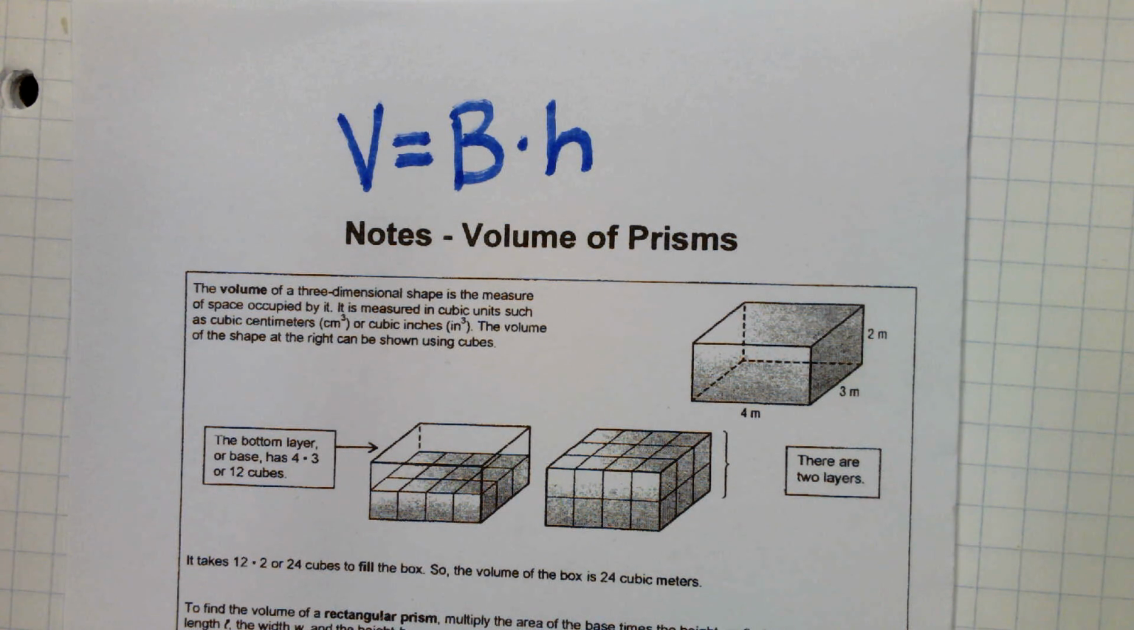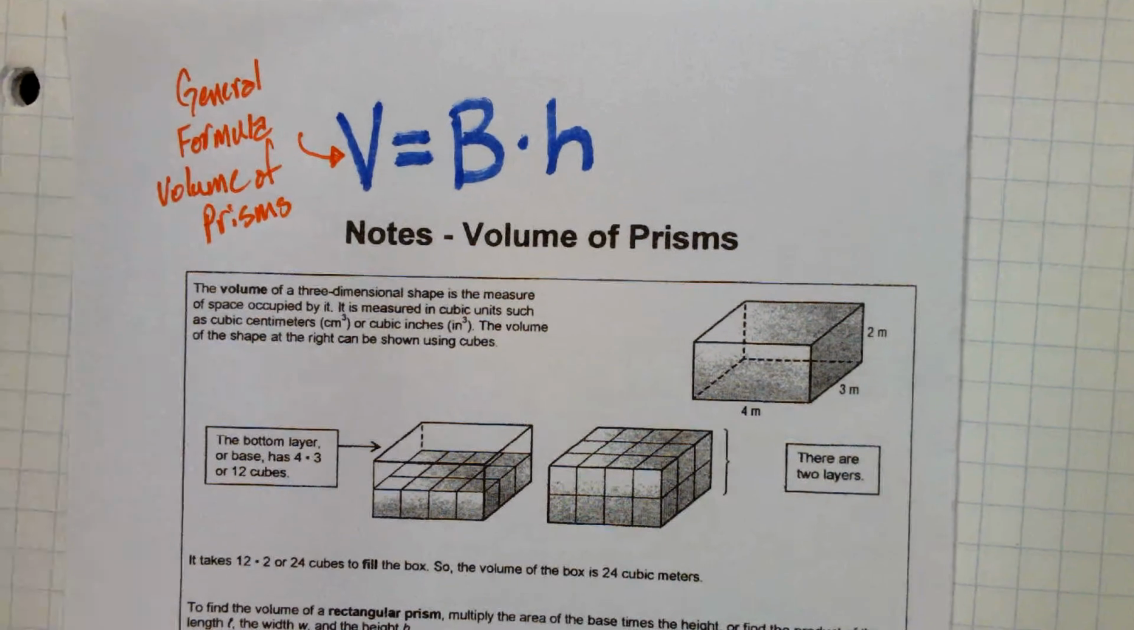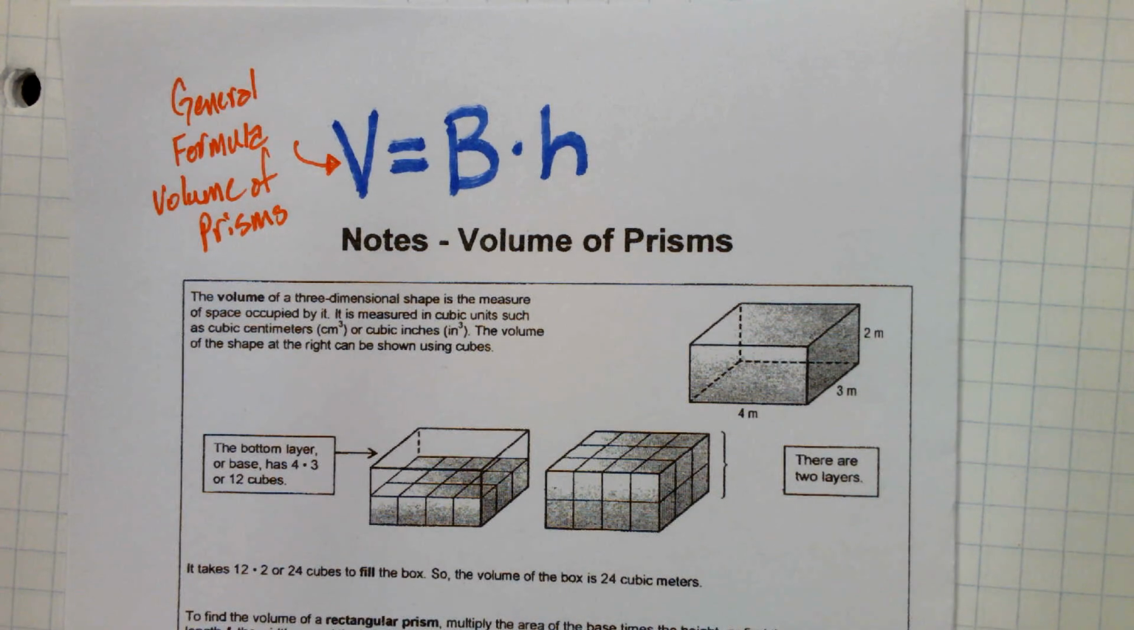Okay, let me write that down. For any prism, to find the volume, this is the general formula. General meaning it works for any prism. Okay, general formula for the volume of prisms.